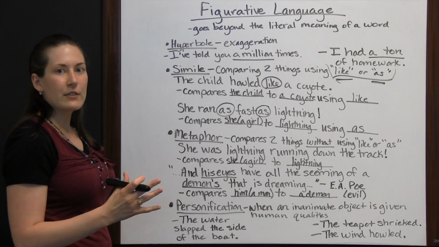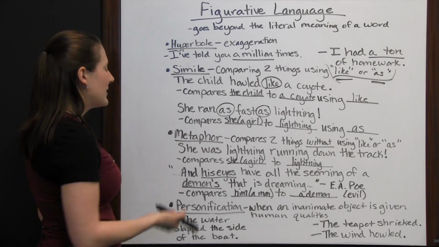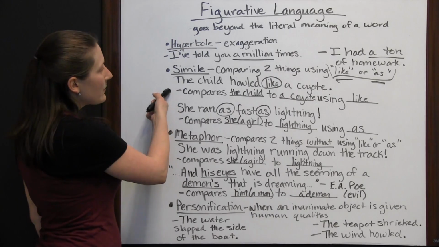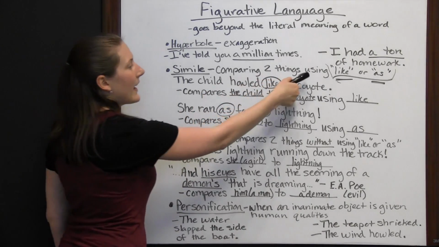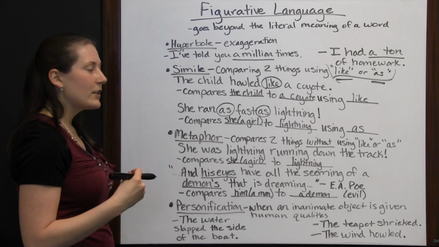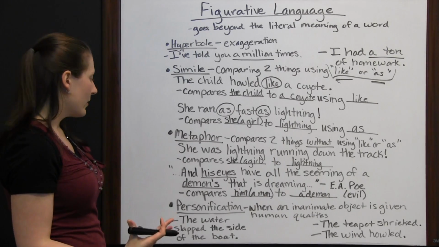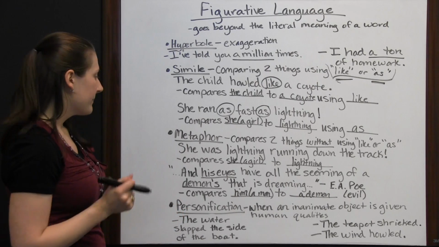So in poetry, your figurative language may not always pop out at you if it's a metaphor. A simile is pretty easy to spot because you'll see like or as. But a metaphor might be a little trickier. So just look for what two things are being compared in that sentence or that phrase of a poem.